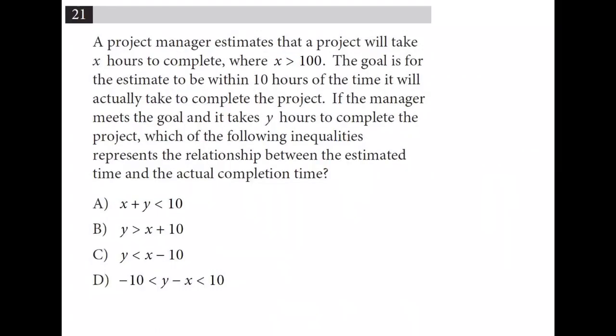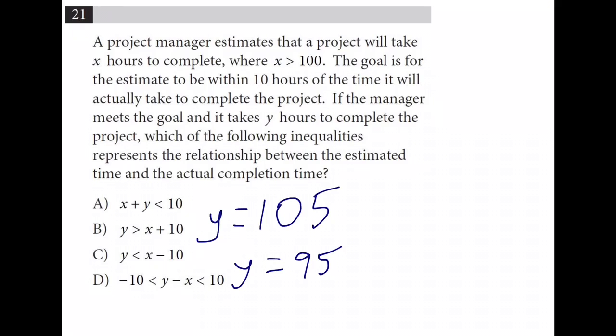Number 21. A project manager estimates that a project will take x hours to complete, where x is greater than 100. The goal is for the estimate to be within 10 hours of the time it will actually take to complete the project. If the manager meets the goal and it takes y hours to complete the project, which of the following inequalities represents the relationship between the estimated time and the actual completion time?